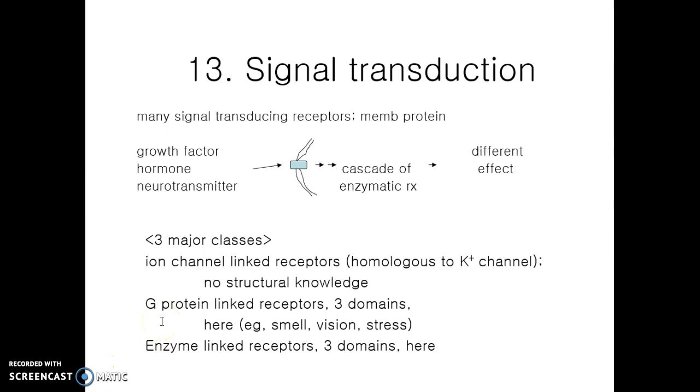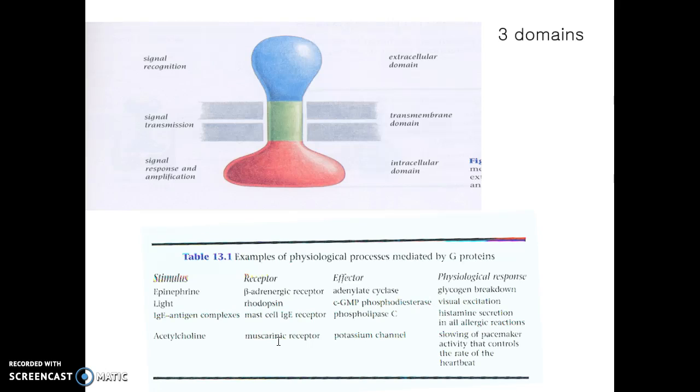Membrane-bound receptors are classified into three major groups. First, ion channel linked receptors, which are similar to the potassium channel. Second, G-protein linked receptors, and third, enzyme linked receptors. The last two have three domains: the extracellular domain, the transmembrane domain, and the intracellular domain.